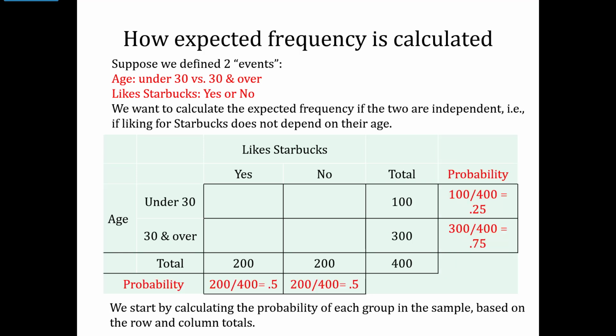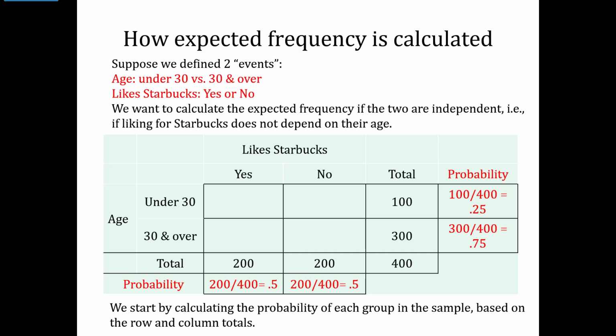We start by calculating the probability of each group in the sample. There are two groups based on the rows, that is, under 30 and 30 and over, and two groups based on the columns, that is, like Starbucks and does not like Starbucks. We need to calculate the probability of being in each group. How do we do that? Well, that's easy. It's just the number of people in each group divided by the grand total, which is 400.